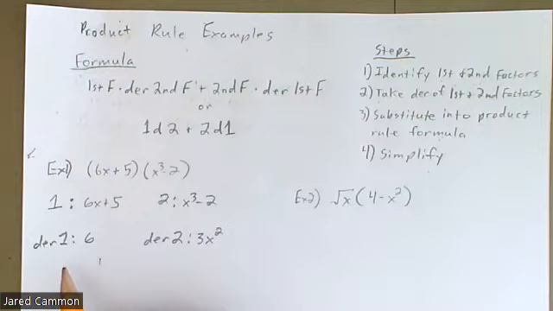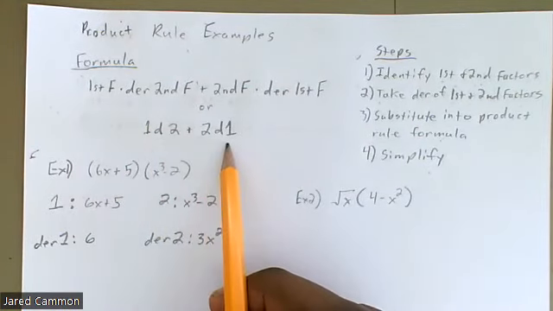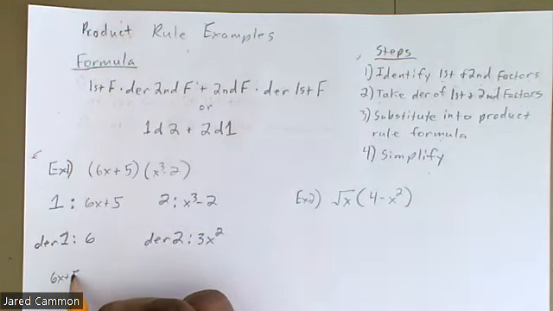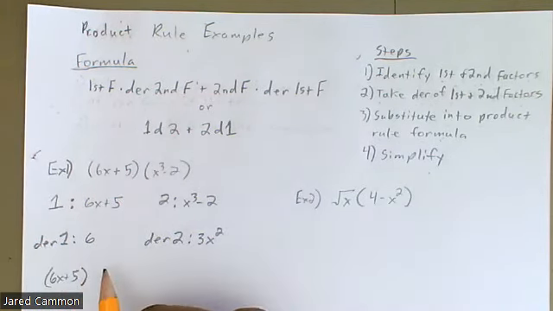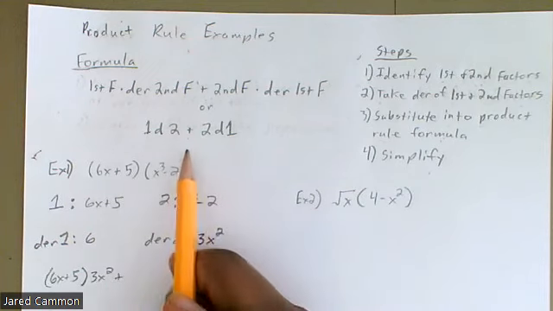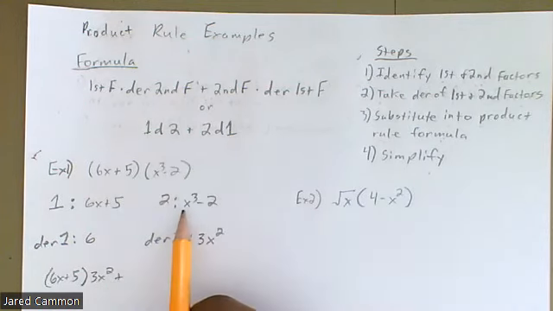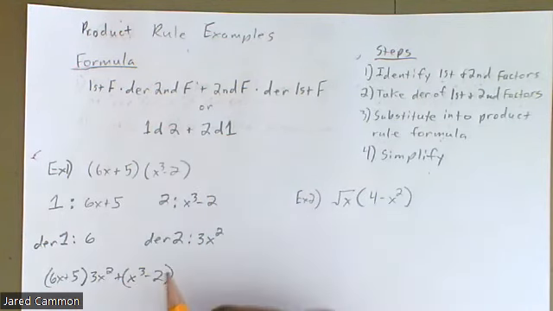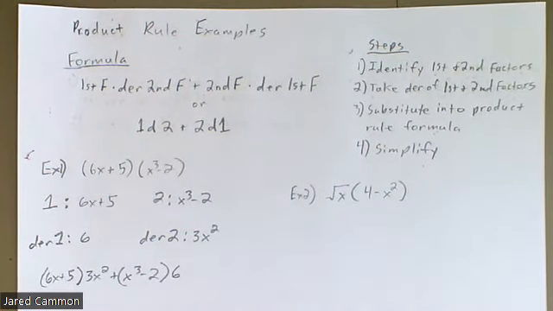All right, so let's go ahead and plug this in to our formula. So we have the first factor, which is 6x plus 5. That's being multiplied by the derivative of the second factor. That's right here, 3x squared. Plus the second factor right here, x cubed minus 2 times the derivative of the first factor. Here's the derivative of the first factor, times 6. Okay, that's going to give us our derivative.